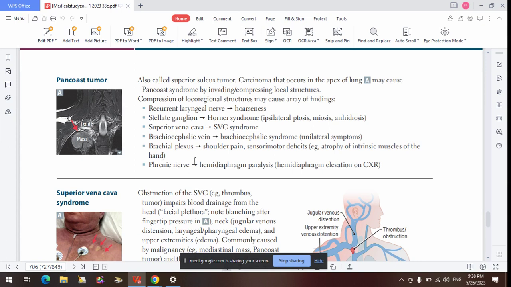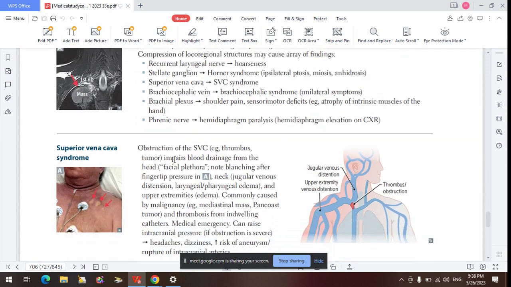Okay, so the brachial plexus too can be affected. It is actually the lower trunks of the brachial plexus that will be affected, C8 T1. So guys, if someone has compression of C8 T1 of the brachial plexus, what's the presentation? How does the person present? Klumpke palsy. Paralysis, exactly.